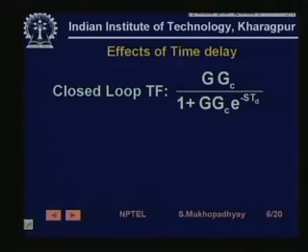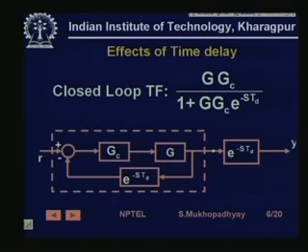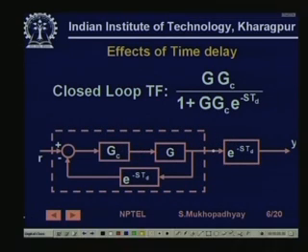So let us look at this same transfer function in a slightly different way. I am now looking at the loop in a different way. Initially our transfer function was G G_C e to the power minus s T_D.